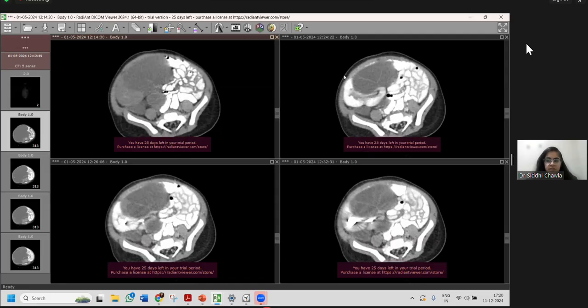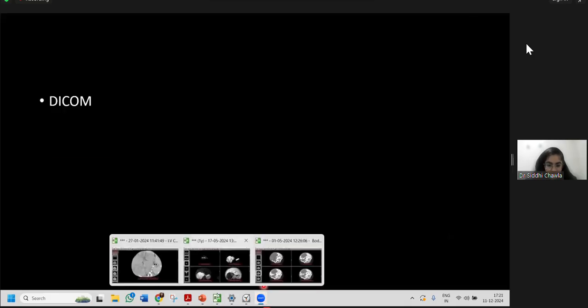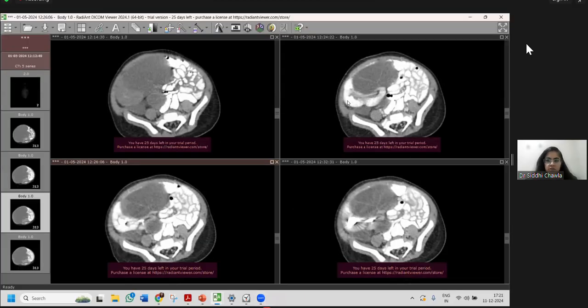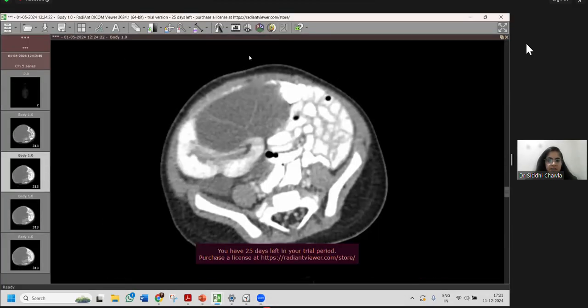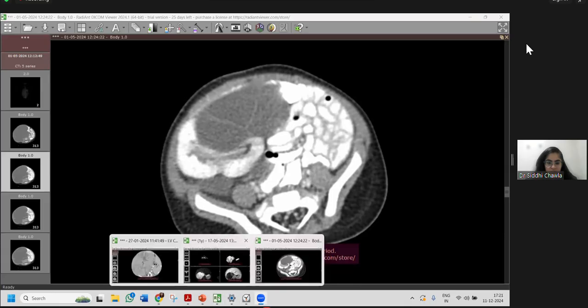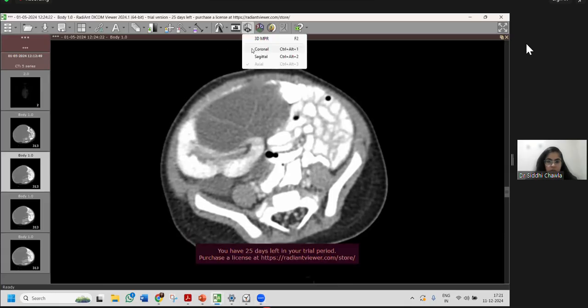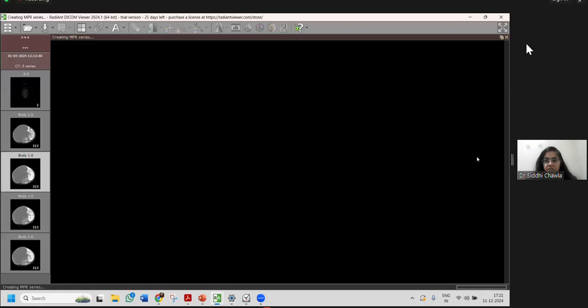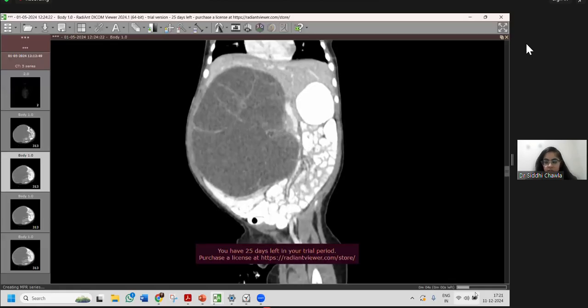So now again, our differential will be whether it is a liver or a kidney lesion. We'll just focus on one image. So we'll see it in a coronal plane. Always change your planes whenever you are confused. So now you have this lesion.